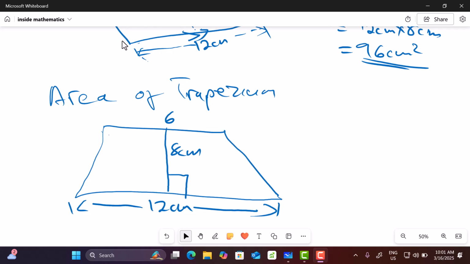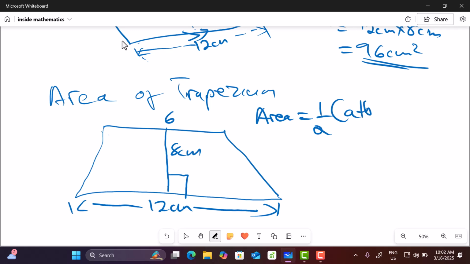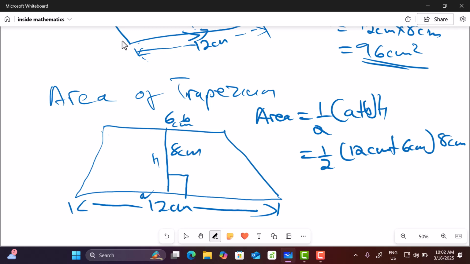Hello guys, in this video we are going to look into the area of a trapezium. The area of a trapezium is given by the formula half bracket A plus B times the height. In this case, this is our height, this is our A, and this is our B. So it makes it easier to substitute: 12 centimeters plus 6 centimeters, times the height, which is 8 centimeters.